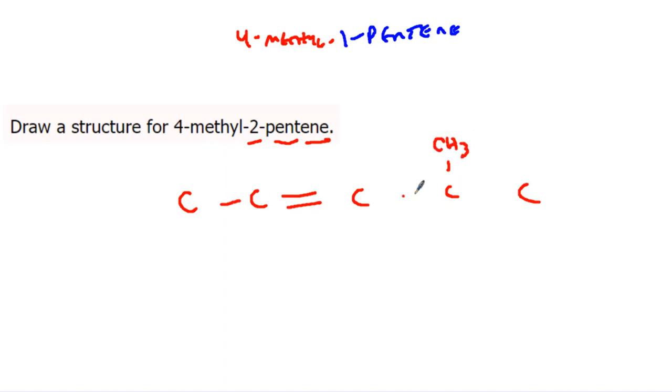Now I'm going to fill in with single bonds, and then I'm going to fill in with hydrogens to make 4 bonds on each carbon. So 1, 2, 3, I only need one more hydrogen there. And we have a hydrogen here, and a hydrogen here. And so that's the structure for 4-methyl-2-pentene.